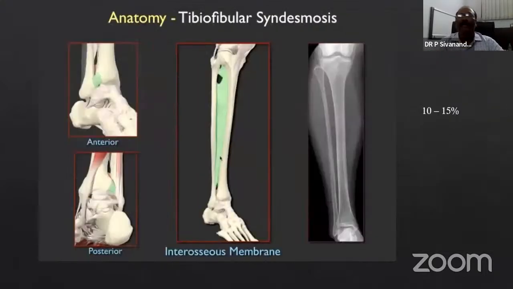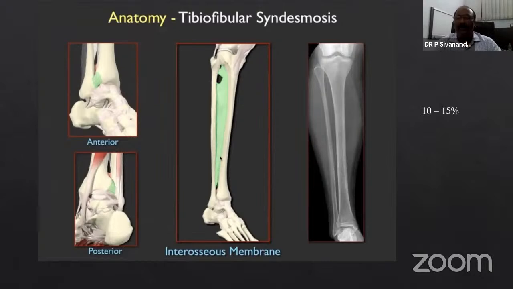Another structure connecting these two bones is the interosseous ligament, that is, the interosseous membrane, extending from above downwards, and its direction is from supramedial to infralateral. It gives strength of around 10 to 15% of the load that is shared.